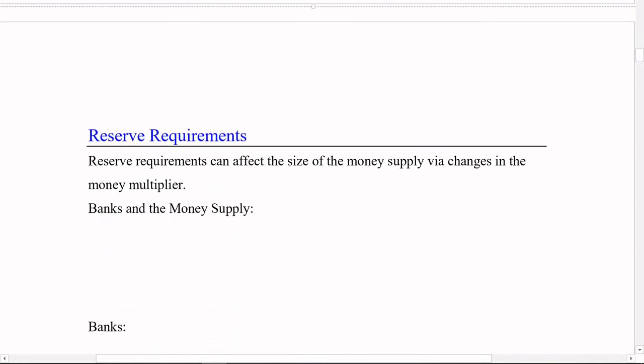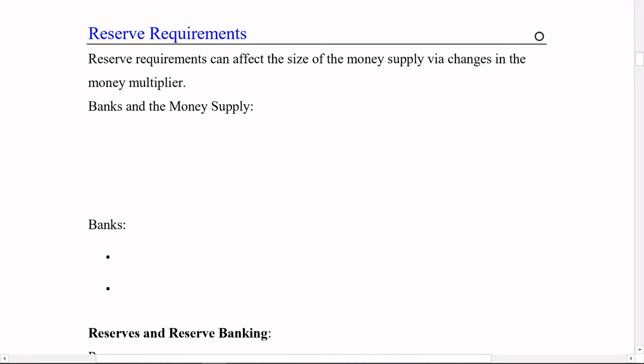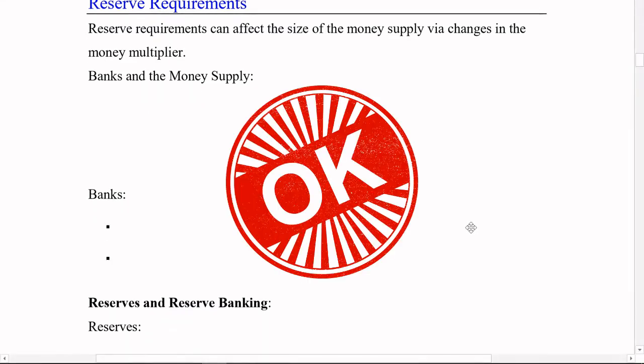Okay, moving on to reserve requirements. This one's going to take a little bit more work because I want to go through an example to show you not just the reserve requirement itself, but also how lending in an economy essentially creates new money. And so this is also going to be increasing the money supply. And as the money supply increases, as I'll show you later, increase in the money supply will result in a decrease in interest rates.